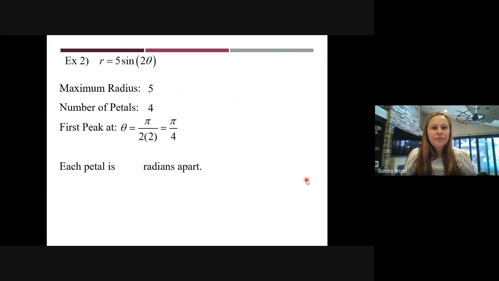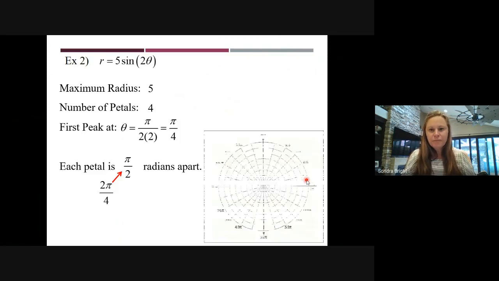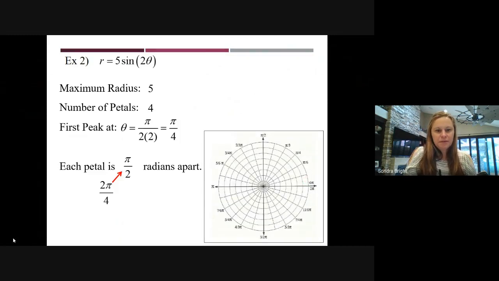And then how far apart are each of the petals? 2 pi would be going all the way around. We've got 4 petals, and so 2 pi over 4, which of course reduces to pi over 2. All right, so drawing these, you're going to start with the first peak at pi over 4. So you go along pi over 4 right here. We will have a point here at the origin, or the pole. And then along pi over 4, you'll count out 5. 1, 2, 3, 4, 5. Put a dot.